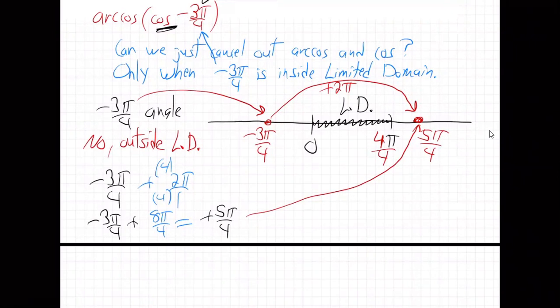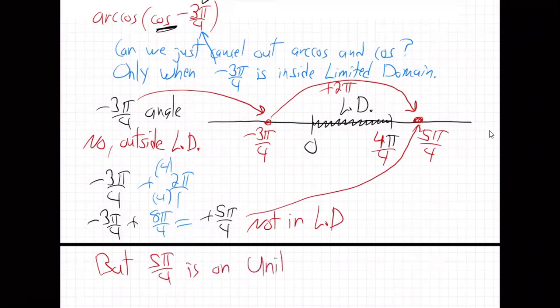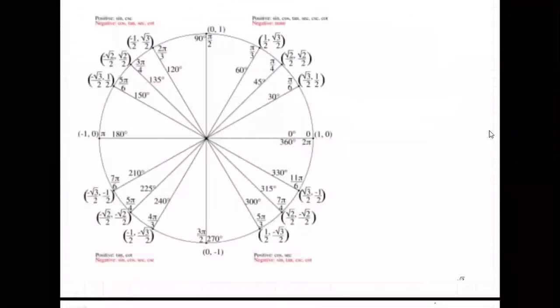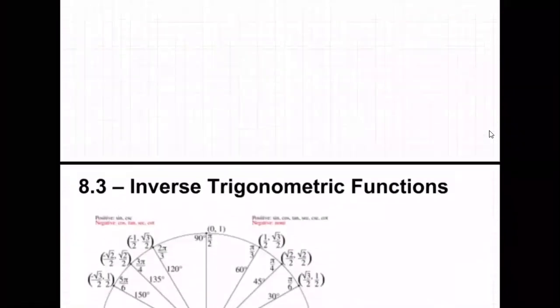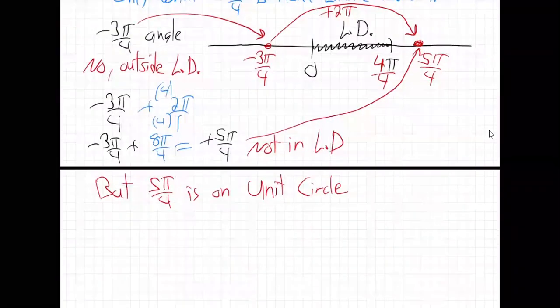But, so let me write that. So that's not in the LD, but 5 pi over 4 is on the unit circle, right? Let's go down to the unit circle. 5 pi over 4, that's right here. We're back on the unit circle. See it? 5 pi over 4 right there. So we're on the unit circle. We're in business. So those are the two things you look for.